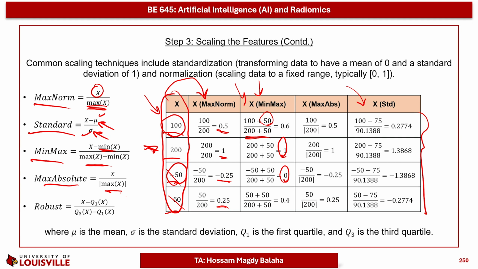The max absolute, dividing them simply by the maximum absolute value. So if the maximum value is positive, then max normalization and max absolute will be similar. So this will be the corresponding vector. By dividing by the absolute of 200 is 200. So this vector and this vector will be equal. The last one is the robust scaling by subtracting the first quartile and dividing by the third quartile minus the first quartile, and this will produce the robust vector. As mentioned, we have different techniques and we can tune them and optimize based on the reported performance metric to get the best technique to be used with this dataset.